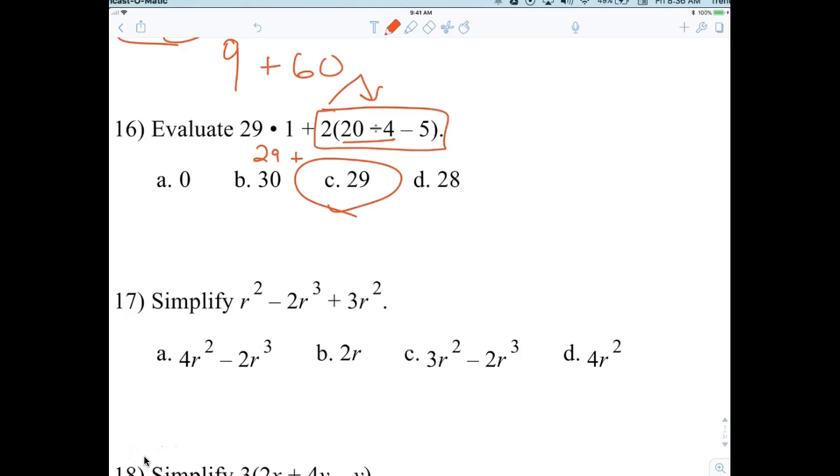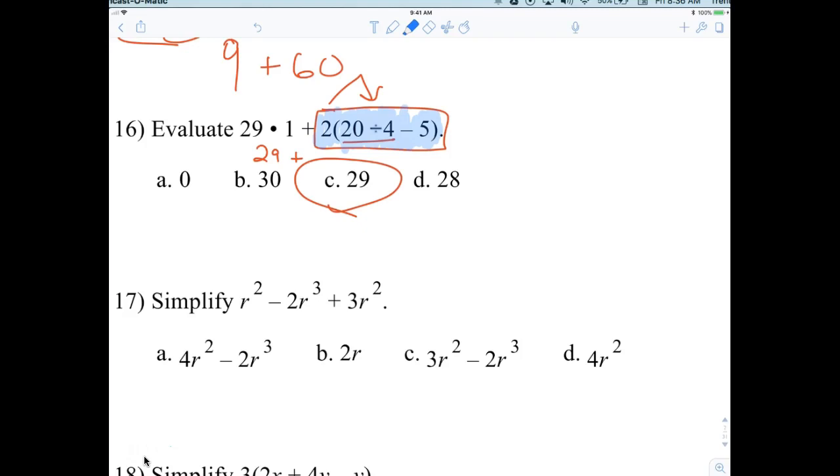No. You do 29 plus whatever the answer is to this over here. Make sure you understand what I'm saying. I want you to do well. That highlighted blue is 0. You have to do order of operations. You hear me? Yeah, I get it.